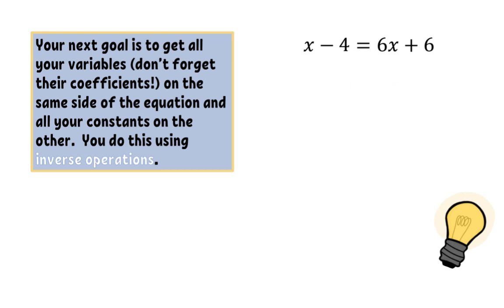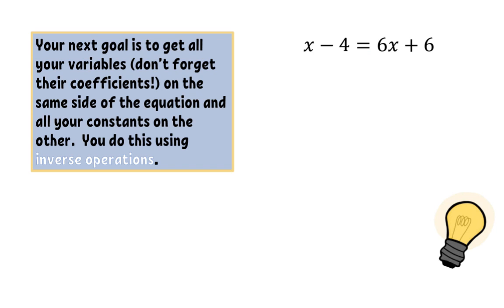Here at the top, I've taken our simplified equation from the last slide and just rewritten it. So now we have x minus 4 equals 6x plus 6. Our next goal is we need to get all of the x's on the same side of the equal sign. And this is actually very similar to how we move our constants. If we have, for example, a positive x, we can subtract that from both sides. Or we have a positive 6x on the other side, we could subtract the 6x.